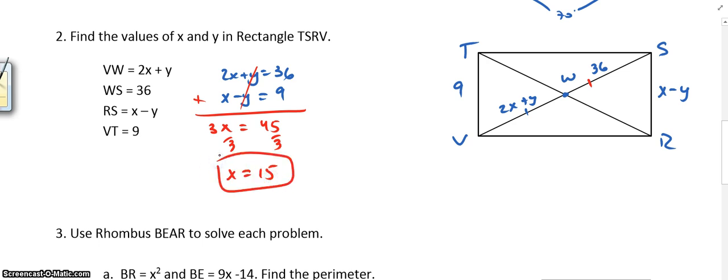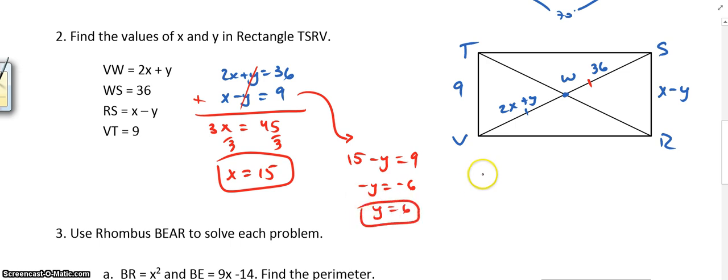Now we just substitute that back in. I'm going to use this bottom one because it's in a pretty simple form. So 15 minus y equals 9. Subtract 15, get negative 6. Divide by negative 1, and y is 6. So 15, 6 is my answer for x and y. Okay, again, just taking the properties of a rectangle and applying it to our algebra.